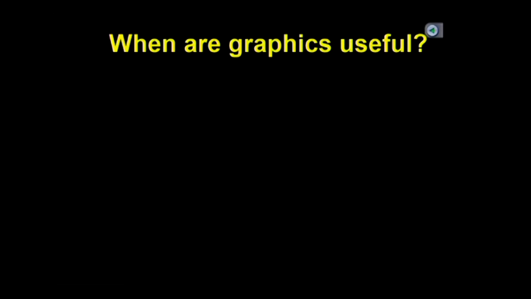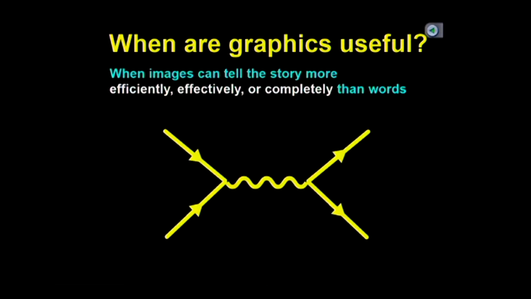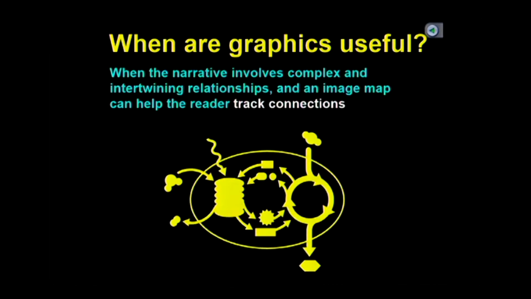So when do we use them in the magazine? When images can tell the story more efficiently, effectively, or completely than words, like the iconic Feynman diagrams, in which a visual can stand in for a more abstract formula. When the narrative involves complex and intertwining relationships, and an image map can help the reader track connections, like a process diagram that explains the intricacies of photosynthesis.